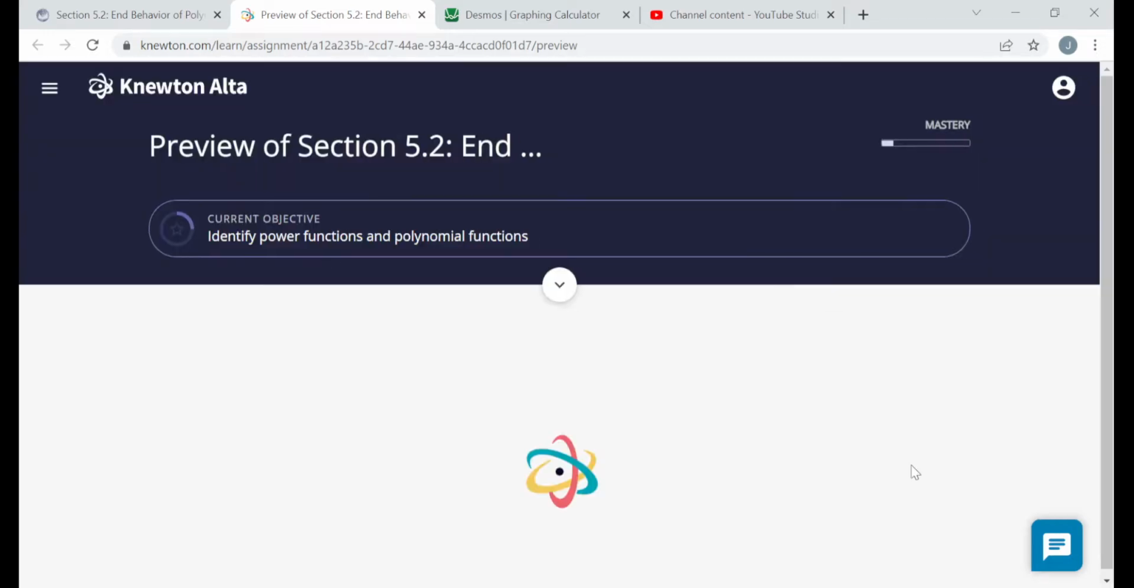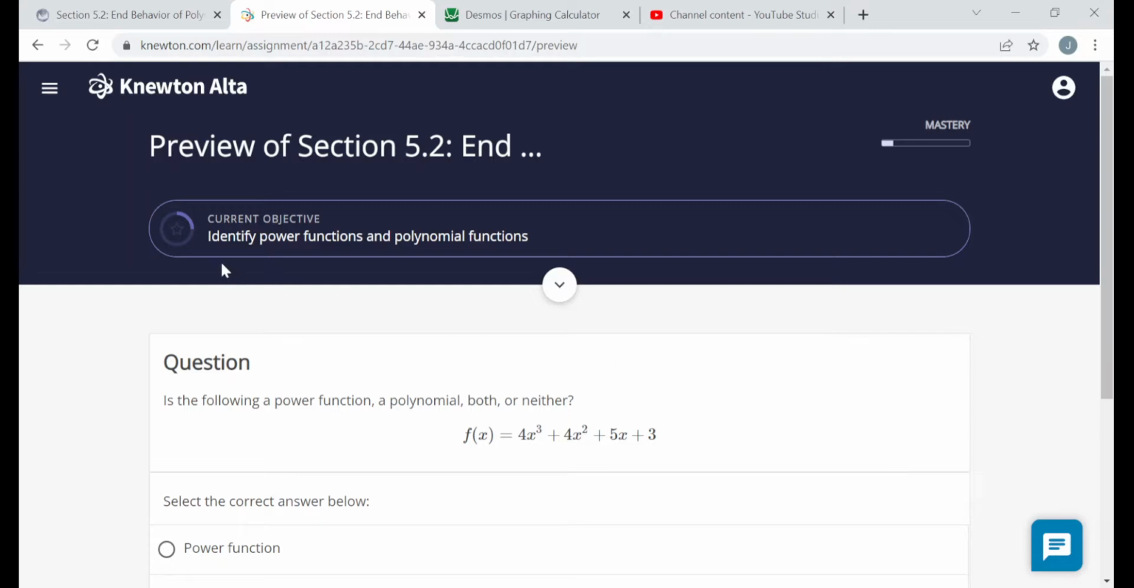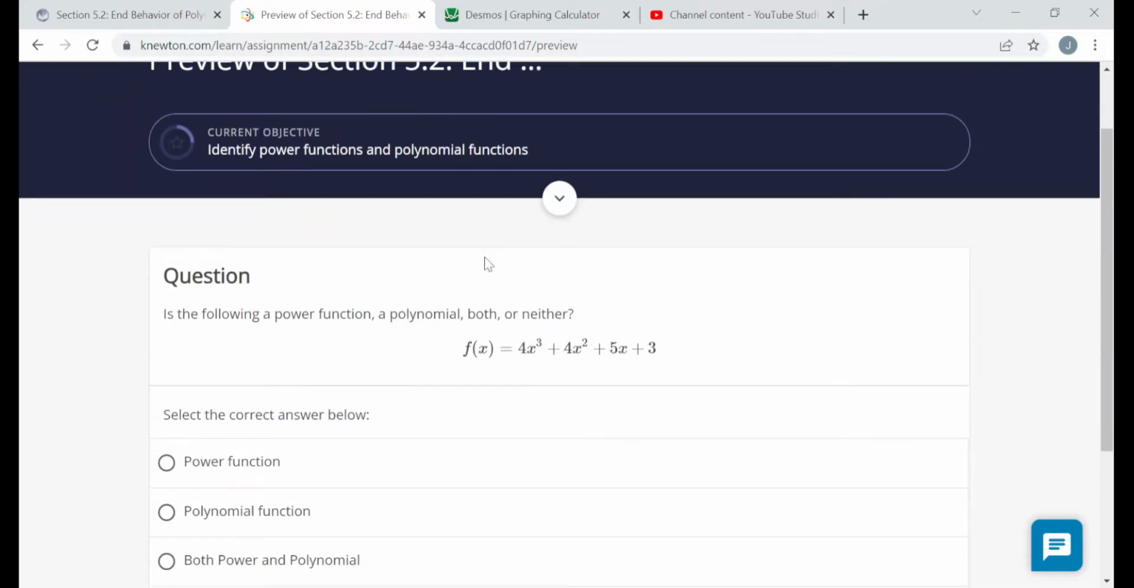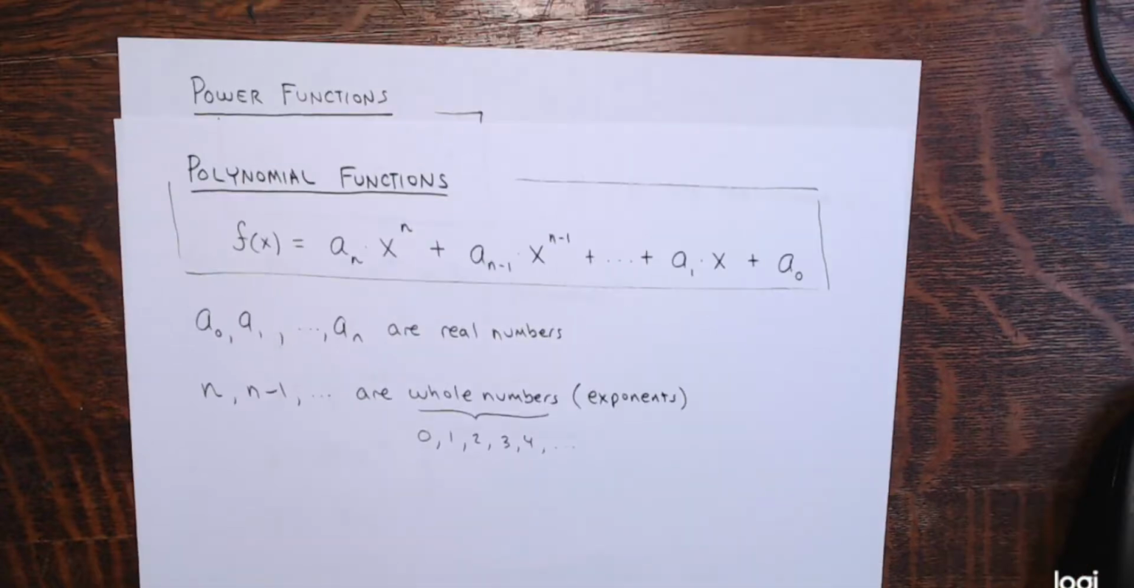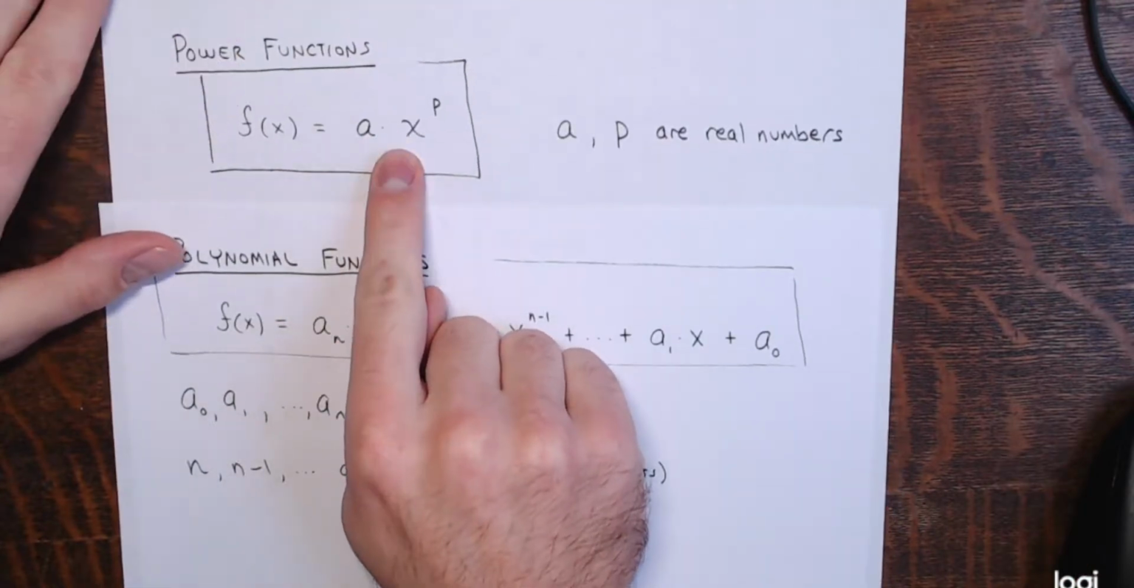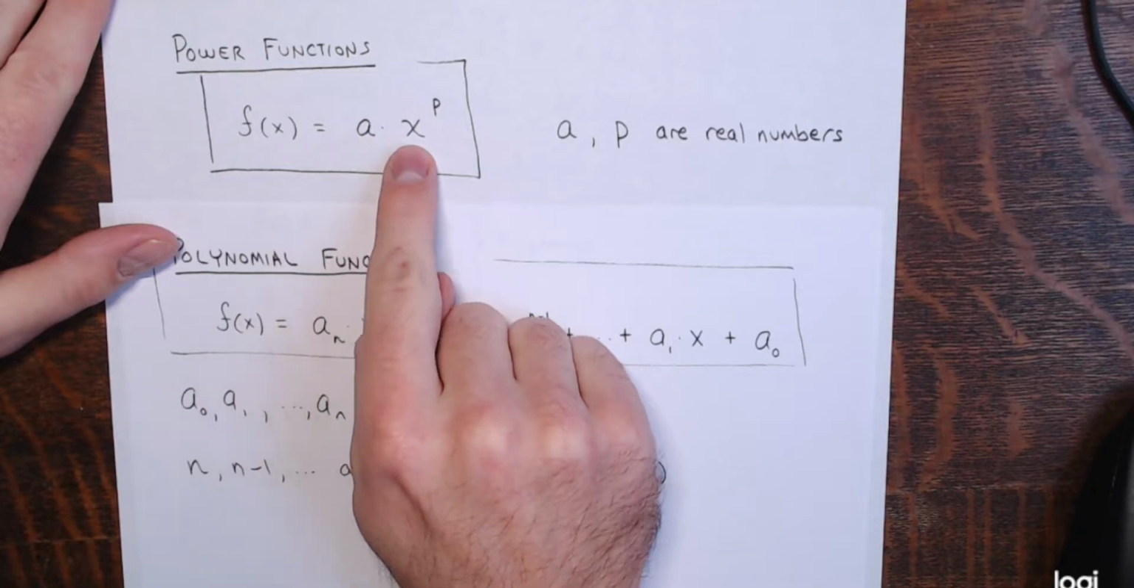All right, the next question. All right, still on the same objective, identifying power functions and polynomial functions. All right, so is the following a power function, a polynomial, both, or neither? So we have f of x equals 4x cubed plus 4x squared plus 5x to the first plus 3. Now it's not a power function, right? Because a power function is by definition a single term, right? Just one term. Real number times variable to a real number power.